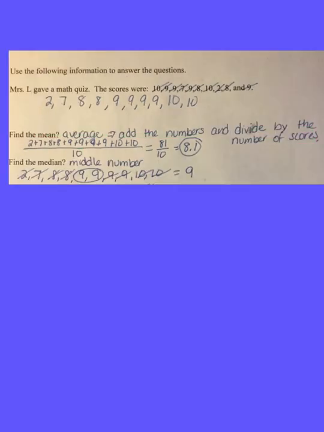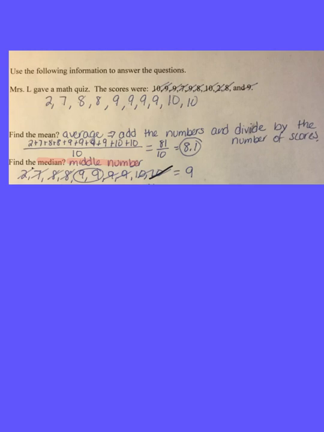Next, it's asking me to find the median, and the median is the middle number. This is really important that I put the numbers in order from smallest to largest, because if I don't and I use the numbers in any random order, I'm not going to get the middle number of the data set.